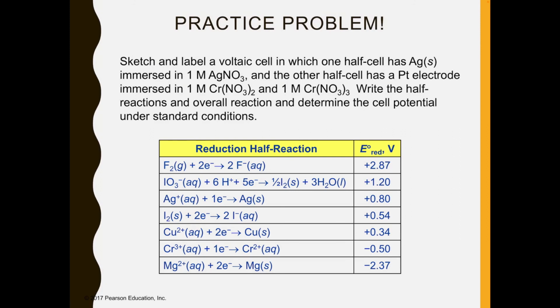Make sure to figure out which one is the anode and which one is the cathode. I haven't told you that, but if you look at the reduction potentials that you see below, you should be able to figure out which one is more likely to be oxidized and which one's more likely to be reduced. Start there before you start drawing things, and then come back when you're ready to see the answer.